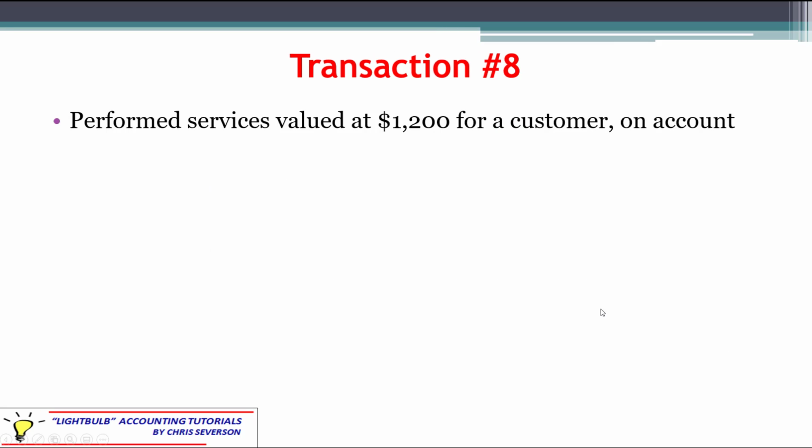Transaction number 8, a little bit different here. We perform services valued at $1,200 for a customer on account. So here's that magic phrase, on account. That means we did not have a cash transaction right away. Instead, it's going to be related to an account, and we'll talk about which one in just a bit. But we did perform services, so we earned revenue. The amount for both would have to be $1,200.